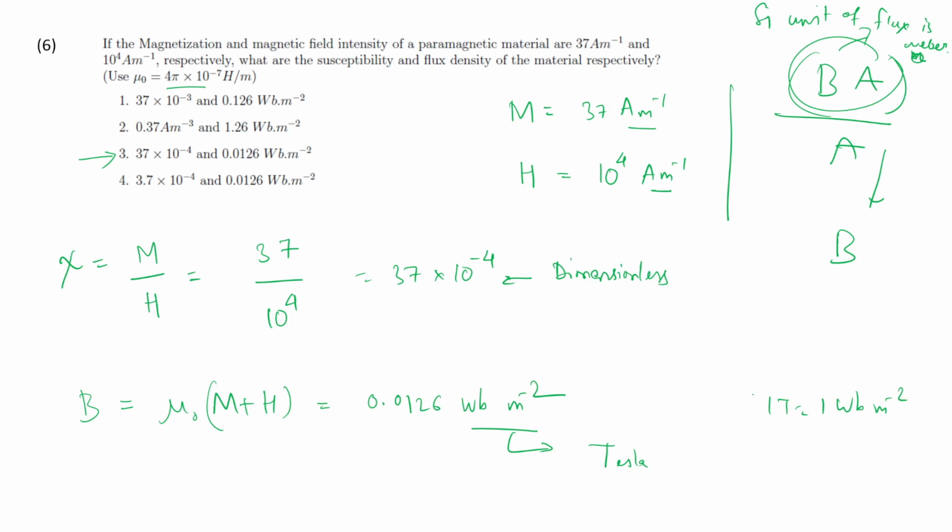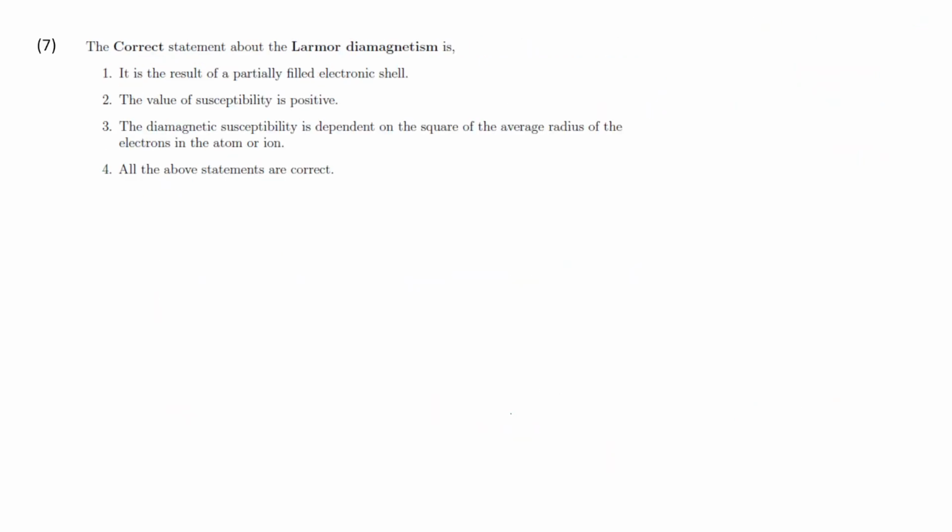Now let us go to the next question. The correct statement about the Larmor diamagnetism. So let us look at what Larmor diamagnetism is. So you have some electrons, okay, and the first thing we'll note is that it is a kind of diamagnetism. For diamagnets, the magnetic susceptibility is actually negative, okay. So that is the property of diamagnetism.